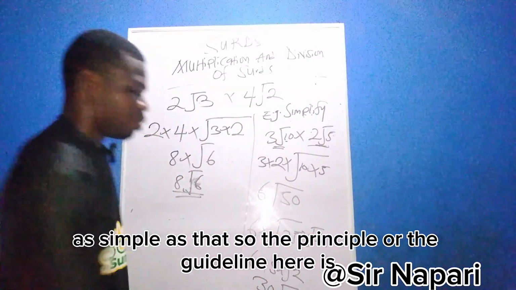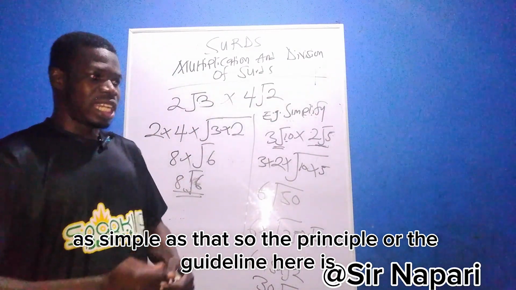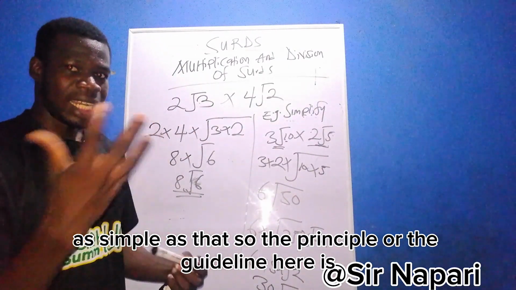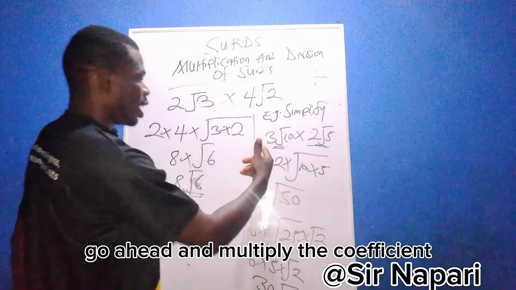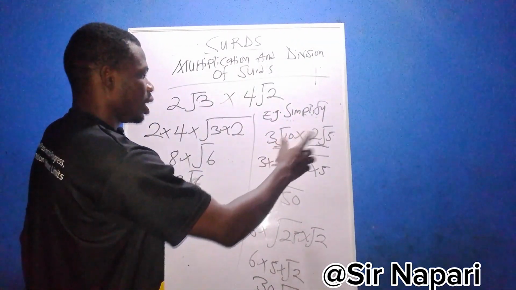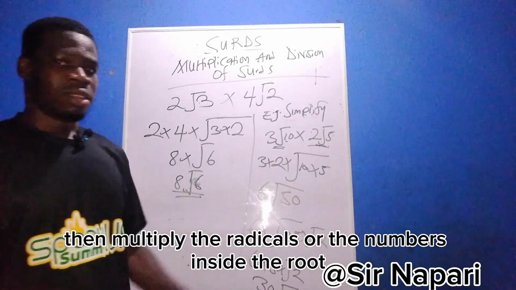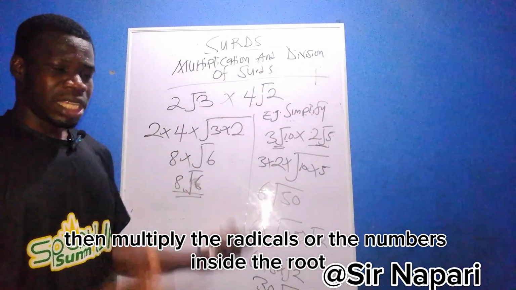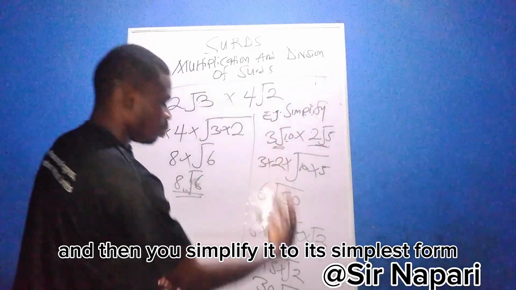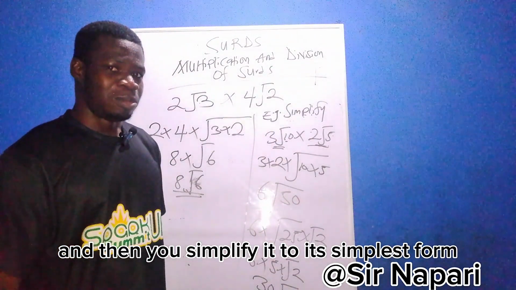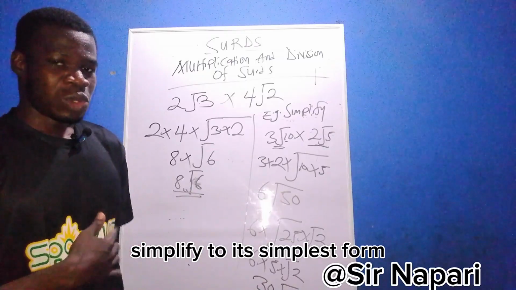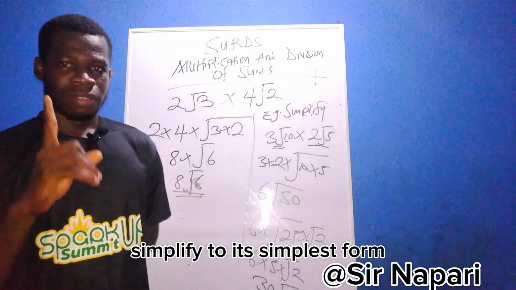As simple as that. So the principle or the guideline here is if the sign is multiplication, go ahead and multiply the coefficients, then multiply the radicands or the numbers inside the root, and then simplify it to its simplest form.